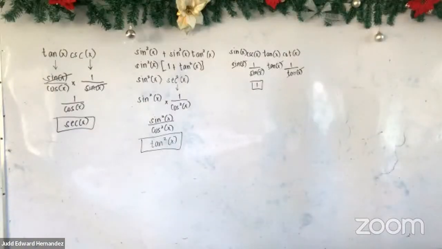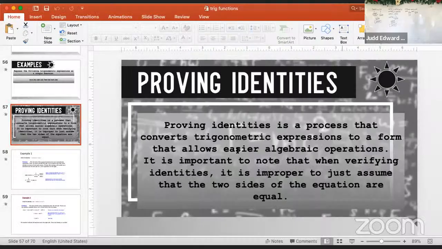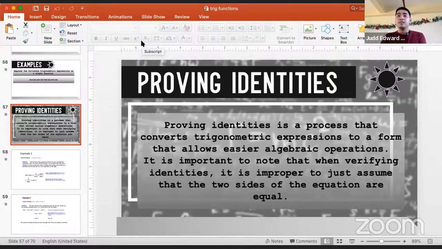Okay, let's have another example for this one, but before that, I'll just share my screen. Let's now move on to our true lesson for this morning, which is all about proving identities. When we say proving identities, it is a process that converts trigonometric expressions to a form that allows easier algebraic operations. It is important to note that when verifying identities, it is improper to just assume that the two sides of the equation are equal.